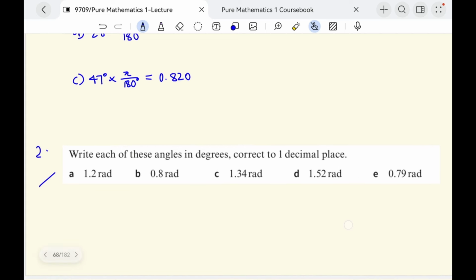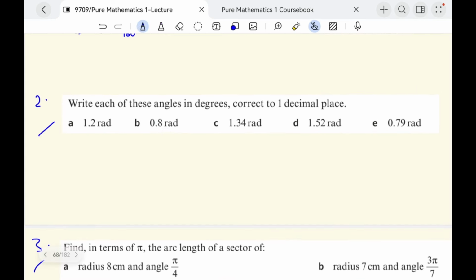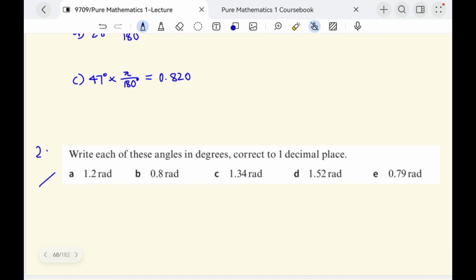For question 2, write each of these angles in degrees correct to 1 decimal place. This time, you convert from radians to degrees. So we just swap the relationship. Because this pi is in radians and this is in radians, the unit of radian can be cancelled, so in the final answer you will get the degree form. I only discuss D and E for you, and the rest of the questions you need to try out by yourself.